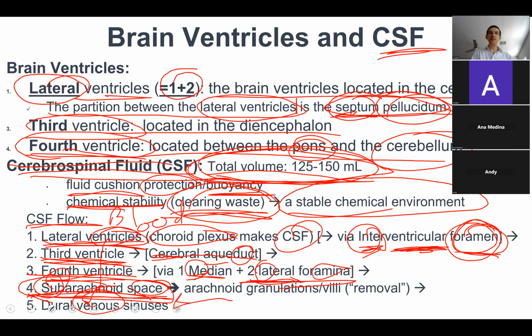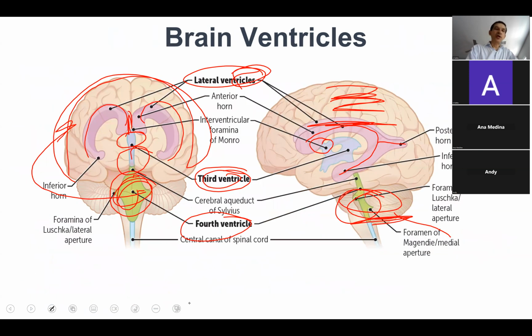Let's look at the picture again. So here are your lateral ventricles. The connection between the two is called the interventricular foramen. Here is your third ventricle now. The connection between the third and the fourth is called the cerebral aqueduct. Here's your fourth ventricle.